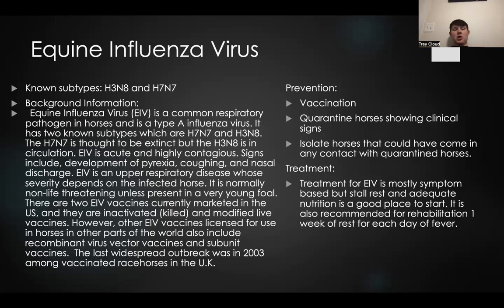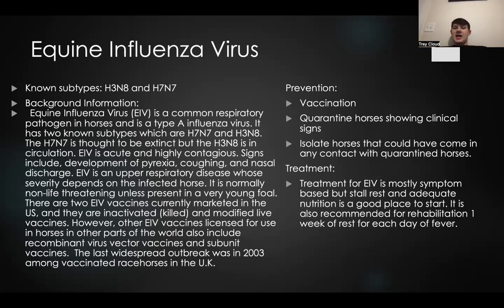However, there are other vaccines licensed for use in other parts of the world, and those include a recombinant virus vector vaccine and a subunit vaccine. And then the last widespread outbreak of EIV was in 2003, and it was among vaccinated racehorses in the UK.